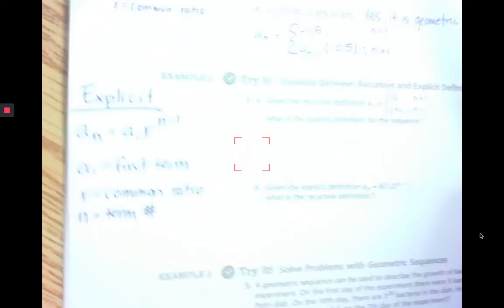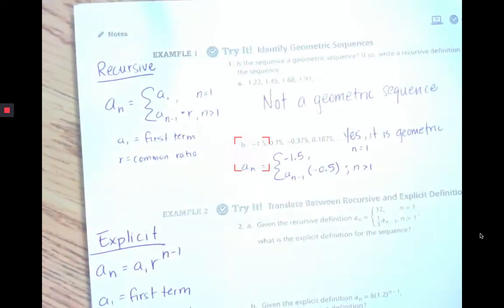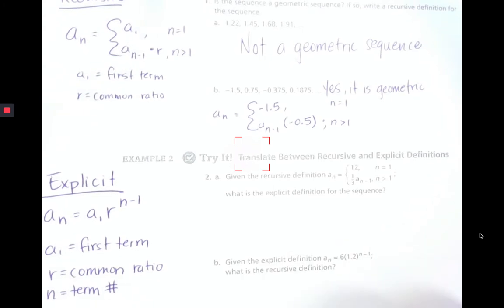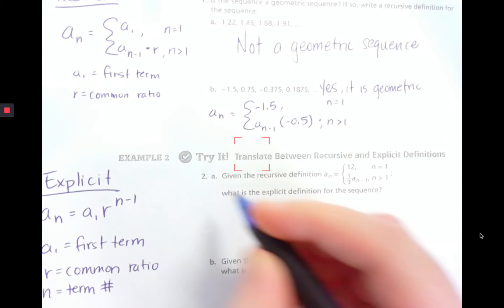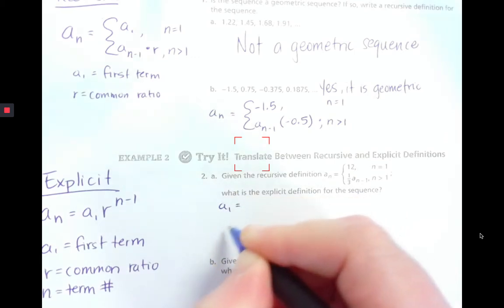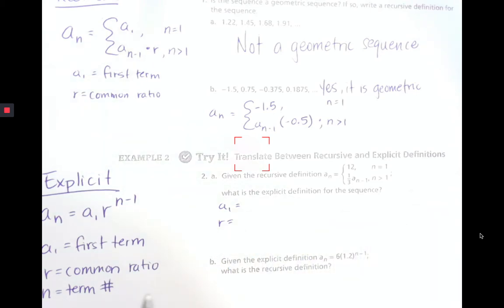All right, so based off knowing what means what in the explicit and recursive definitions, we will need to figure out what our explicit definition is. So we need to know what A sub 1 is, and we need to know what r is. That's all we really need to know because we don't know what n is.